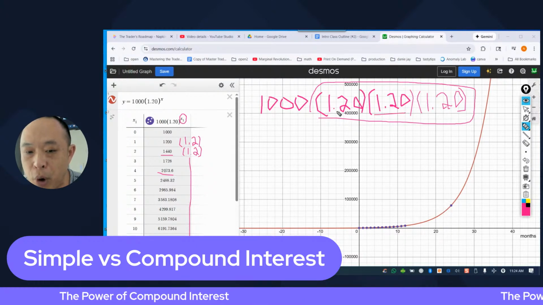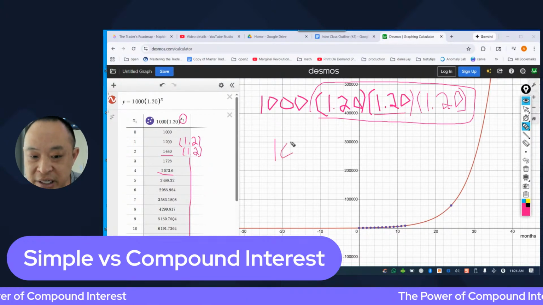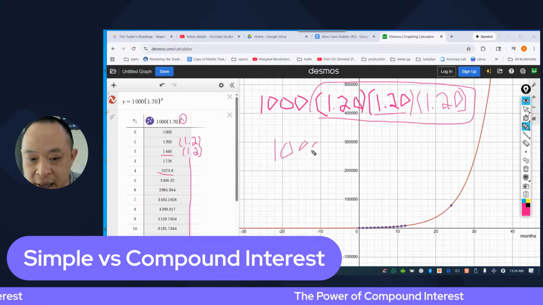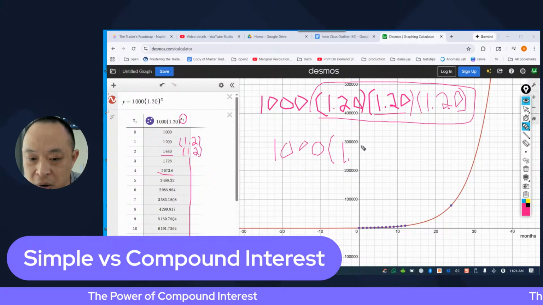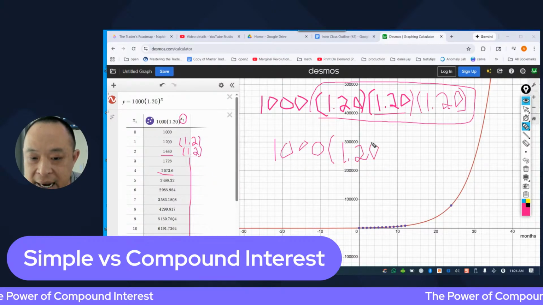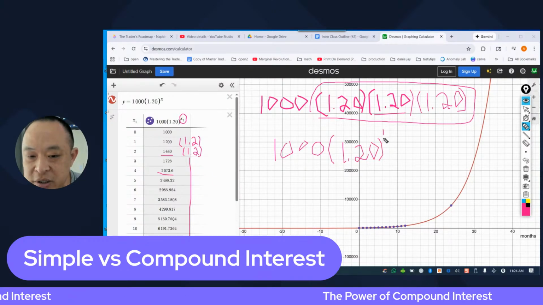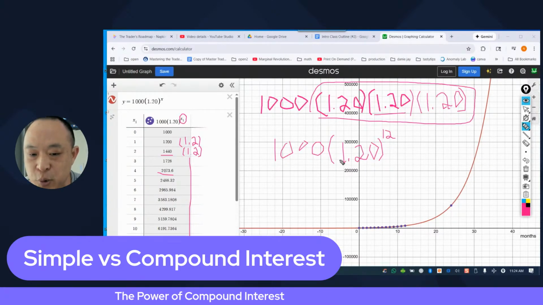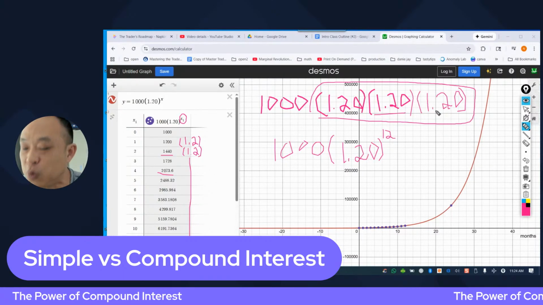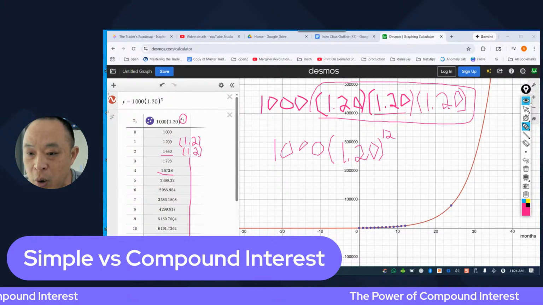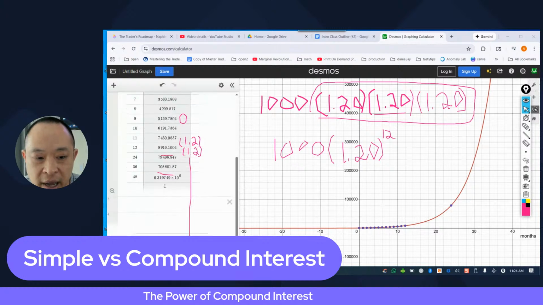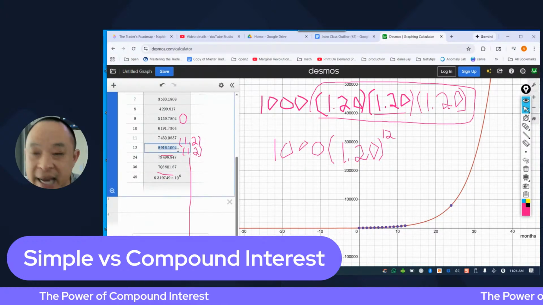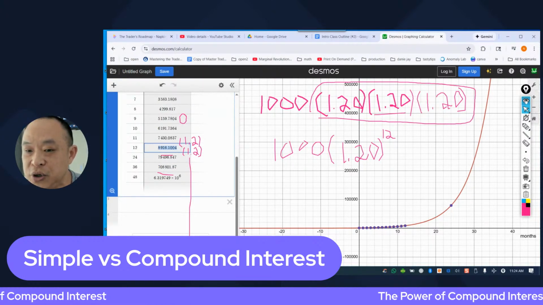So instead of multiplying it by 1.20 every time, I can do a shortcut. I can say, all right, well, what's 1,000 times 1.20, right? And instead of doing it 12 times, I could just put the exponent 12. That just means 1,000 times 1.20 times 1.20 times 1.20, 12 times. Well, what would that equal? I'll prove it to you. That should equal, after 12 months, $8,916, right? Well, let's do that in our calculator.